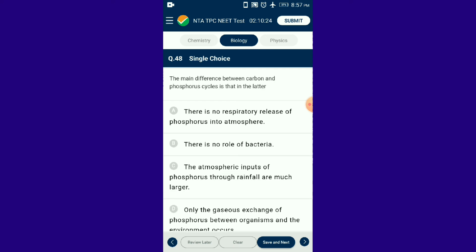Question number 48. The main difference between carbon and phosphorus cycle is that in the latter there is no respiratory release of phosphorus into the atmosphere. So that is the answer for this question. Biogeochemical cycle is of two types, gaseous cycle and sedimentary cycle. In the gaseous cycle, exchange of nutrients occurs in gaseous or vapor form. In this cycle, the biogeochemical is non-mineral and the reservoir pool is the atmosphere or hydrosphere. Examples are nitrogen, carbon, oxygen, hydrogen cycle. In the sedimentary cycle, the biogeochemical is mineral and the reservoir pool is the earth crust or lithosphere. Examples are sulfur and phosphorus cycle.